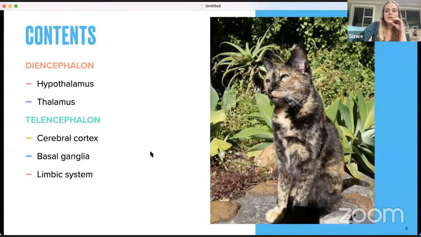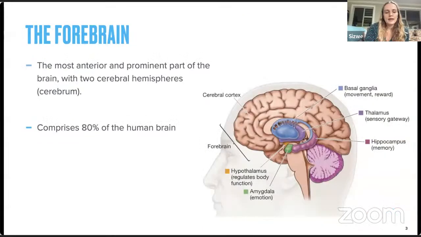And let's look at what we're going to be doing today. So within the diencephalon is the hypothalamus and the thalamus. Those are the ones we're going to be looking at. And then in the telencephalon, we have the cerebral cortex, which is broken up into 4 parts. We're going to look at 2 of them specifically. Then the basal ganglia, and then finally the limbic system. Okay, this is quite an interesting one, and you're going to see why now.